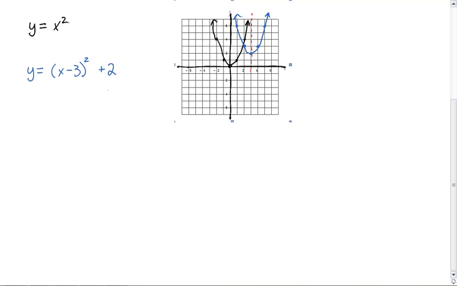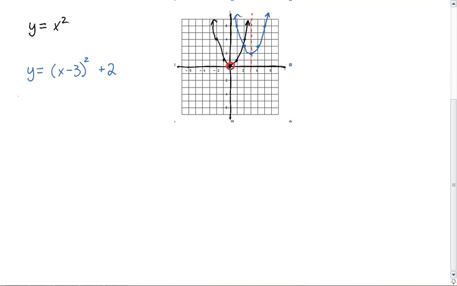Now this is vertex form because of that. Pay attention, the vertex here was 0, 0, right? 0, 0, can you see that? That's because you're not adding anything to the x, and you're not adding or subtracting anything outside of the x. Therefore, it stays where it was at 0, 0.